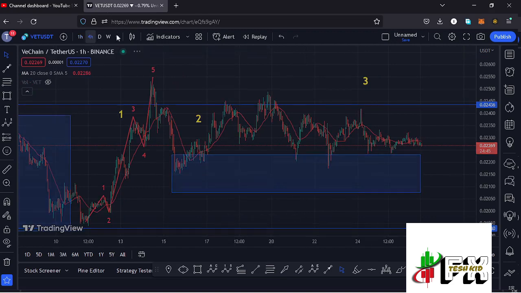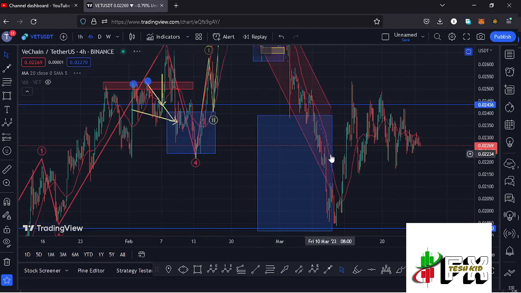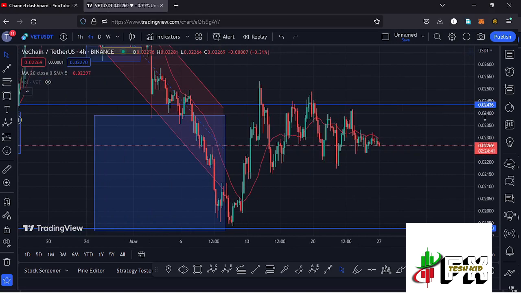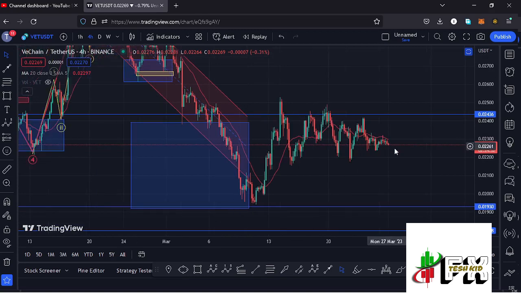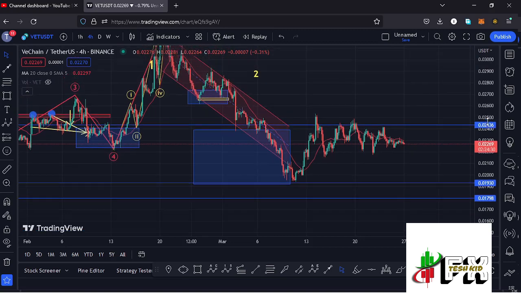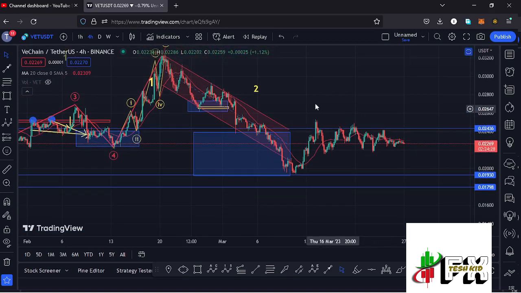Here is the latest development on the Vechain chart, which at the time of this recording is holding below the 20-day MA here on the 4-hour chart, which is now acting as resistance. We are also facing a key area of resistance at around the $0.02436 mark.